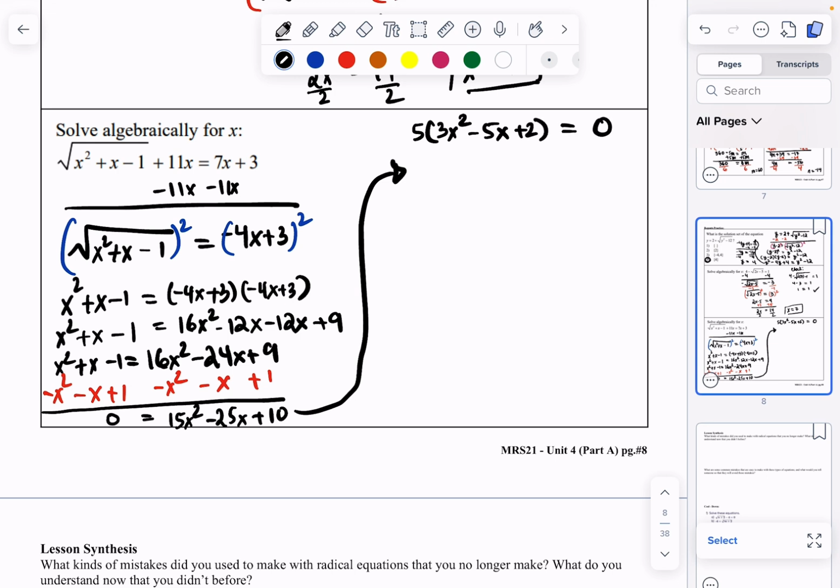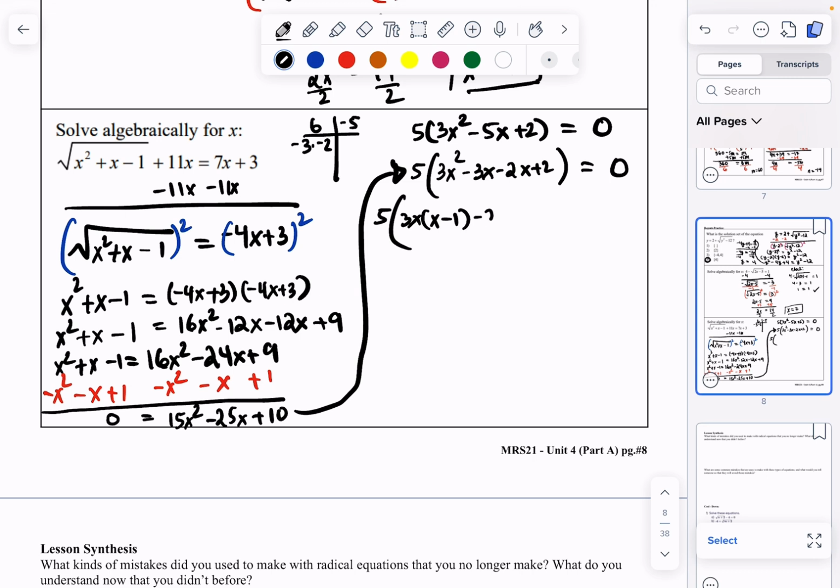So we have to factor it. We need to look for two numbers that multiply to 3 times 2 is 6 and add up to negative 5, which is negative 3 times negative 2. So we have 3x squared minus 3x minus 2x plus 2 is equal to 0. Then we have 5. And then we have, let's see, 3x parentheses x minus 1 minus 2 parentheses x minus 1, which is equal to 0.